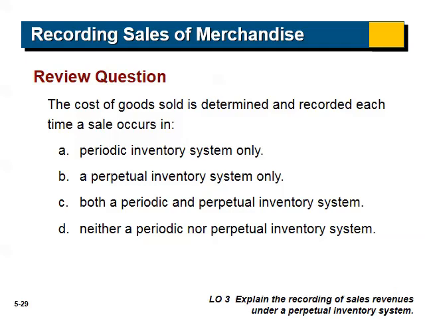So here's a review question. The cost of goods sold is determined and recorded each time a sale occurs in which method? Well, only the perpetual system. In a periodic system, you do not record the cost of goods sold until the end of the period when you count the inventory.